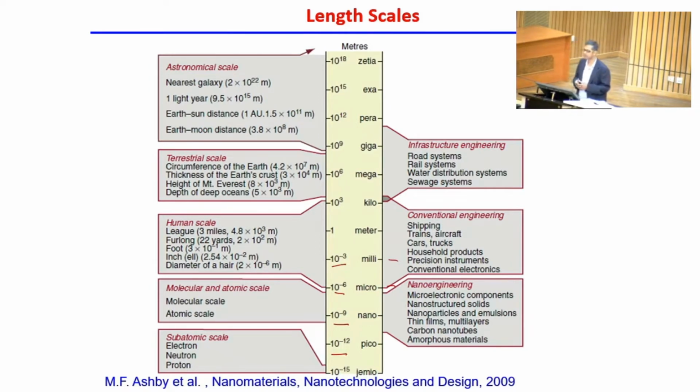And then you can have also thin films, multi-layers, carbon nanotubes, which you cannot see by naked eyes. You have to go to a microscope to see them. So you understand, right? From buildings to nanotubes. But nanotubes can be used to make buildings also. You can strengthen the structures. That's the beauty of nanomaterials. So this length scale you must keep in mind, okay?